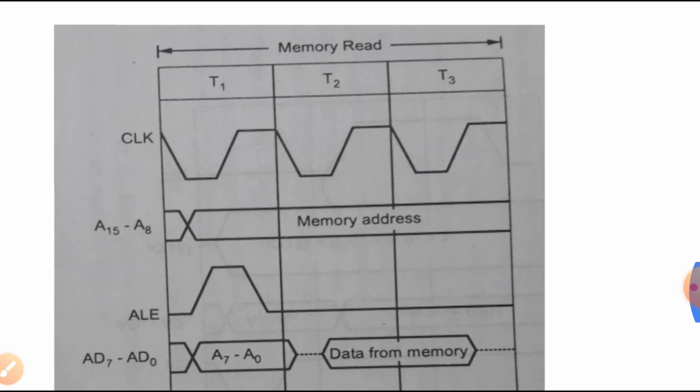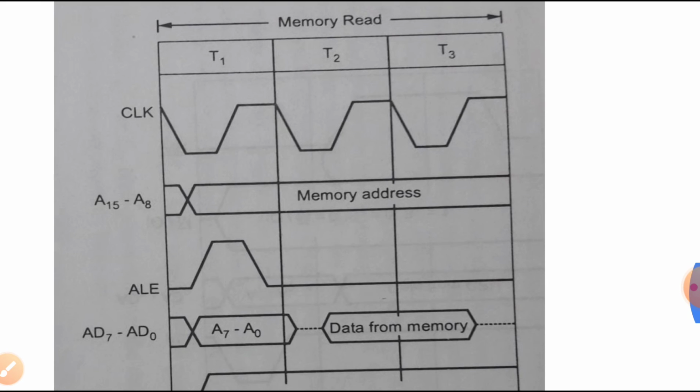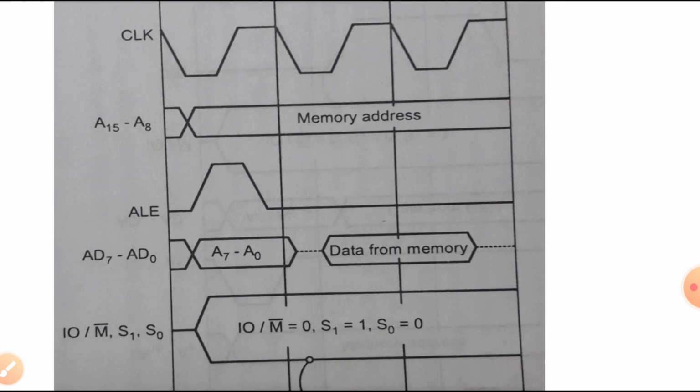So this is always given. So what happens in case of T1? In T1, the address will be available. The higher order address is available on the higher order address bus, and the lower order address is available on the lower order address bus, and it remains activated only for one T state.